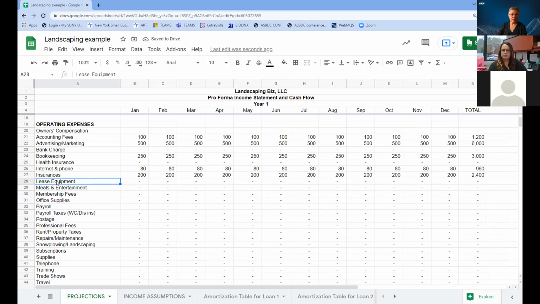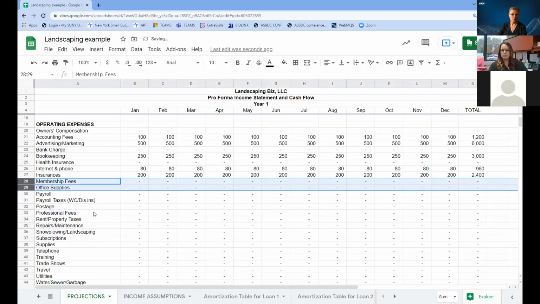So they have a business liability insurance of about $2,400 a year. They lease equipment per job, so that would probably go into cost of goods. So I'm going to skip this. They don't really have meals and entertainment. And just remember, meals and entertainment is a shrinking tax write-off. So talk to your accountant before you start putting a lot of meals and whatever in as a business expense.